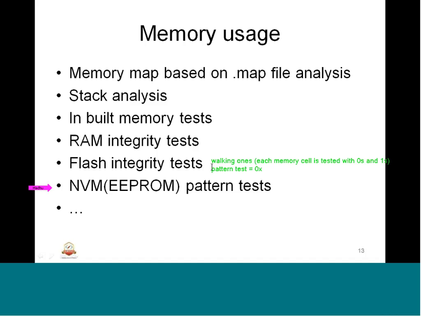Usually they use, if it is 16 bit, 5A. You can see why 5A it is, because 5A is nothing but, I will write it in binary. What is 5? 0, 1, 0, 1, whereas A is 1, 0, 1, 0, that is 10. So we know that the first cell is addressed with 0, and the next cell is addressed with 1. Similarly, the next cell is addressed with 1, and then the next cell is filled with 0. So likewise, we are going to have a pattern test where each cell in the memory will be tested. On memory like flash or RAM, the same testing will be done.